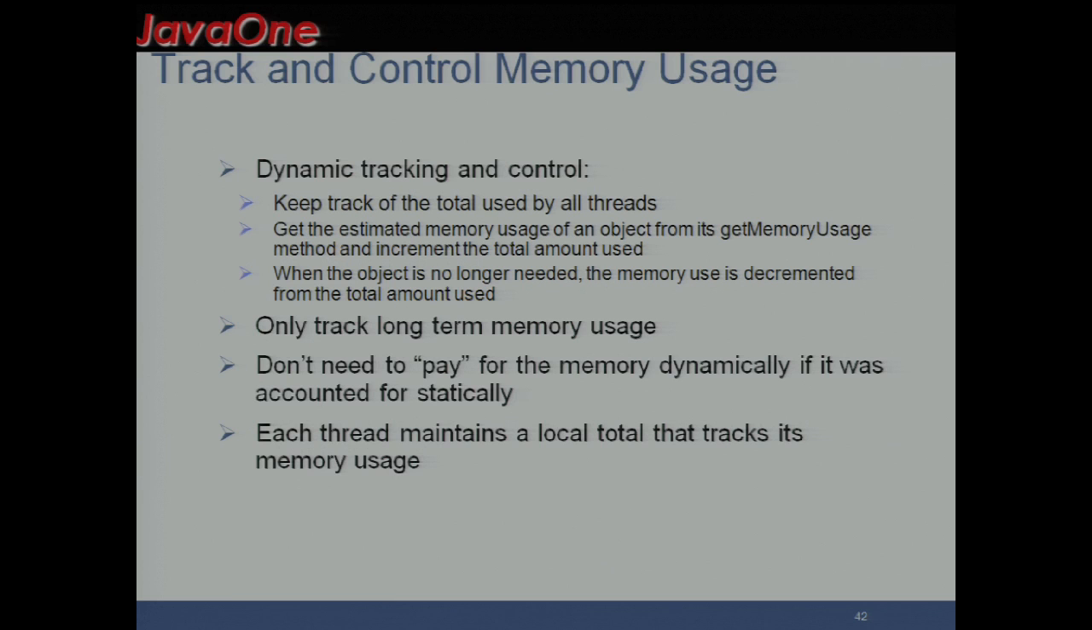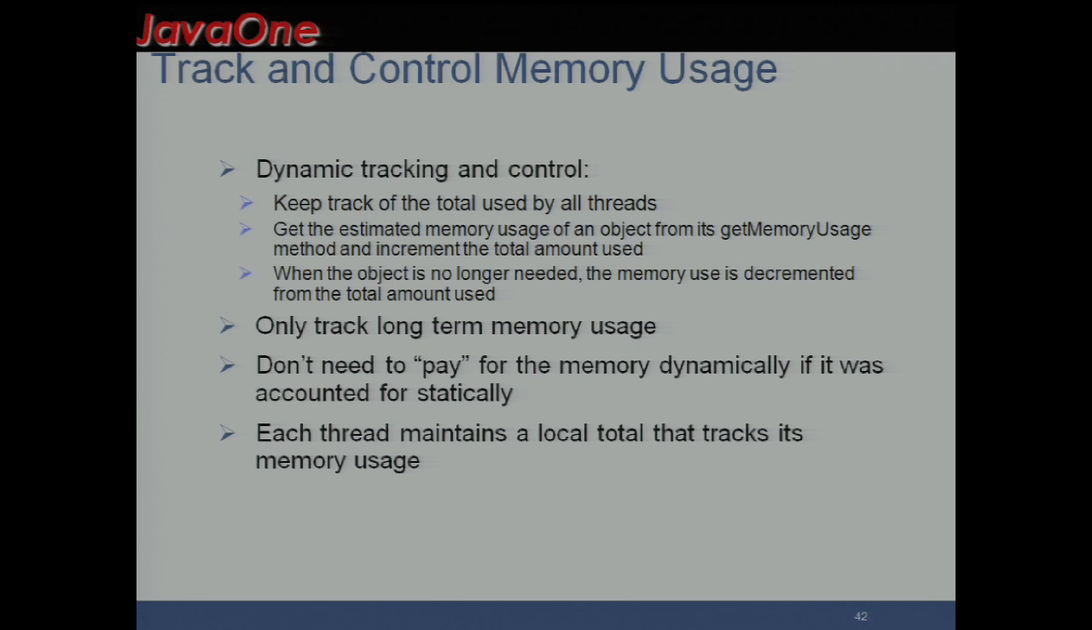And then with dynamic tracking, you're going to have a total amount that you keep track of for all your threads. And then every time you allocate an object that implements this get memory usage interface that we talked about, you're going to increment this total amount used. And then when you don't need the object anymore, you decrement it.